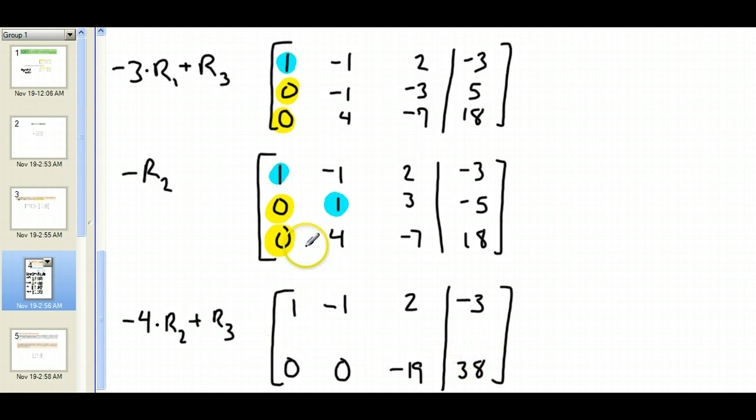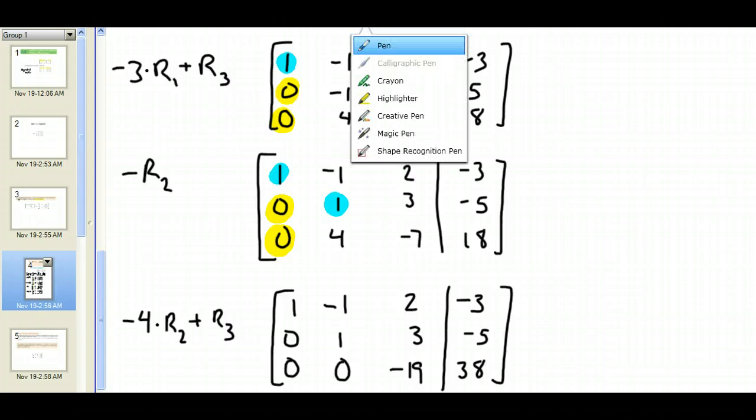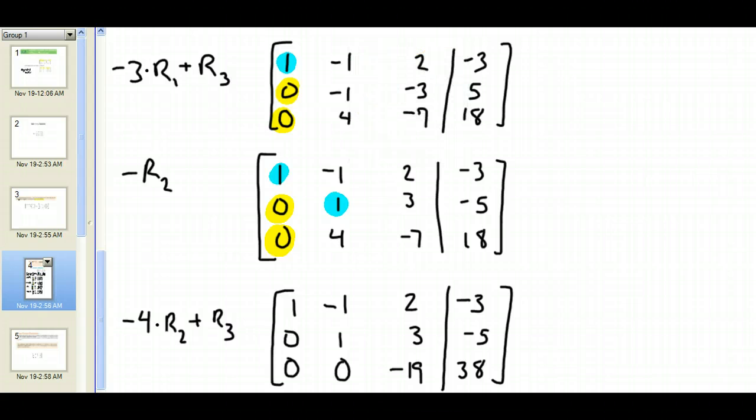Now again, we added to row 3, so that's what we replaced, row 3. We don't change row 2, so this is 0, 1, 3, negative 5. And again, I'm just progressing through here. I got a 1 on the diagonal in 2 of the 3 places. I've got zeros below the 1s all the way down. That's what we always want.